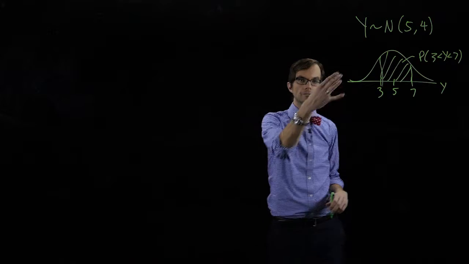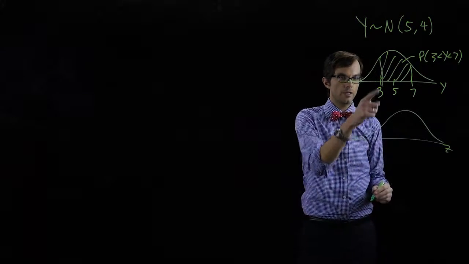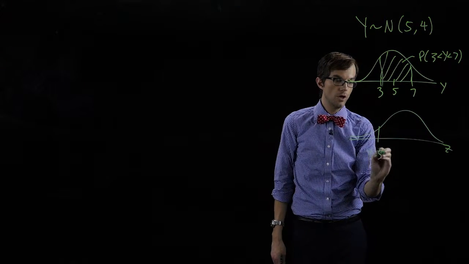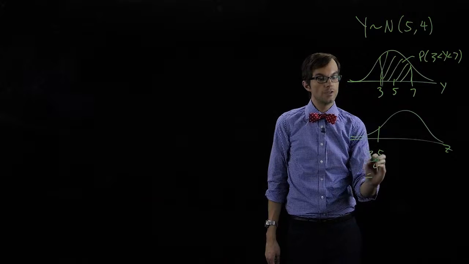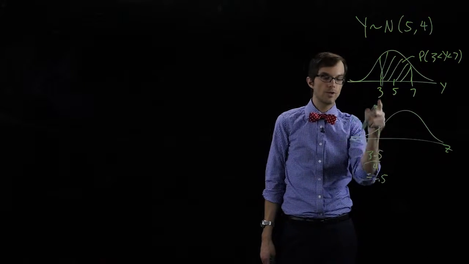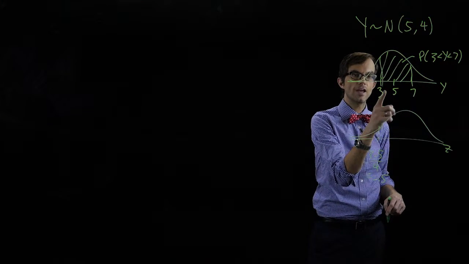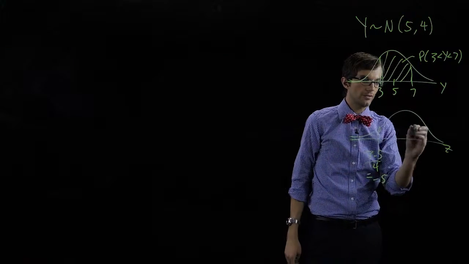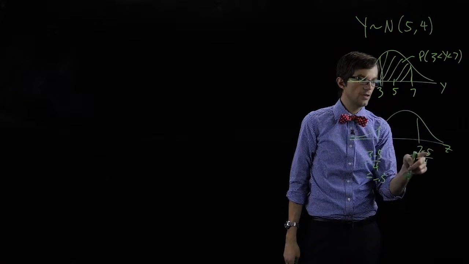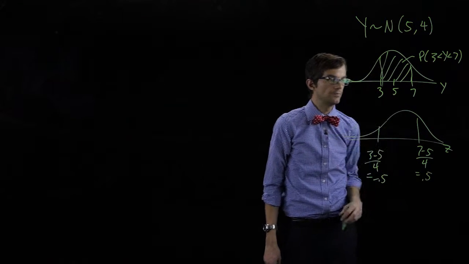Again, convert this to a standard normal random variable. Convert this value of 3 down to something. 3 minus mu over sigma, which is negative 0.5. This value of z associated with 3, negative 0.5, means that 3 lies a half a standard deviation away from 5. And let's convert this value, 7, down here. That's 7 minus 5, which is 2 over 4, which is 0.5.